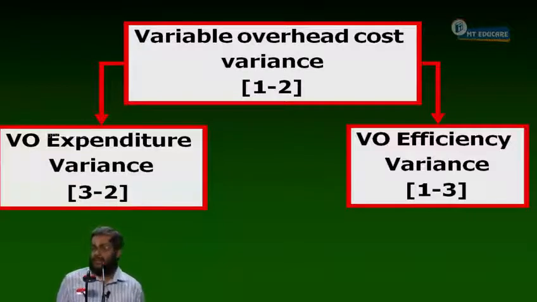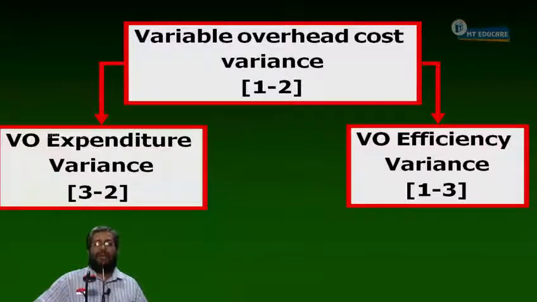Shall I proceed? Variable overhead variance. How many steps are there? 3 steps. Name the 3 steps: calculation of standard rates, computation table, variance calculation. How many standard rates do we calculate? 2 standard rates. SR per unit, SR per hour. SR per unit is equal to BVO by BO. SR per hour is equal to BVO by BH.